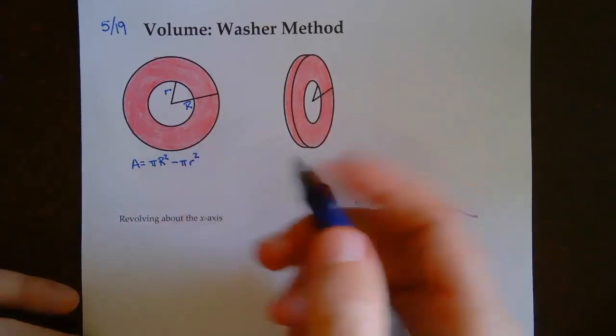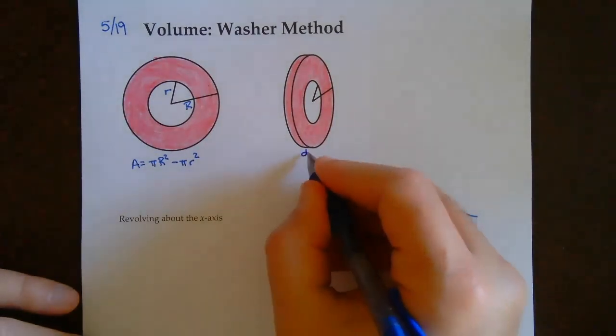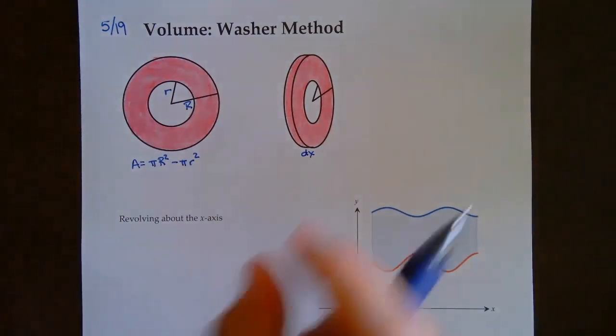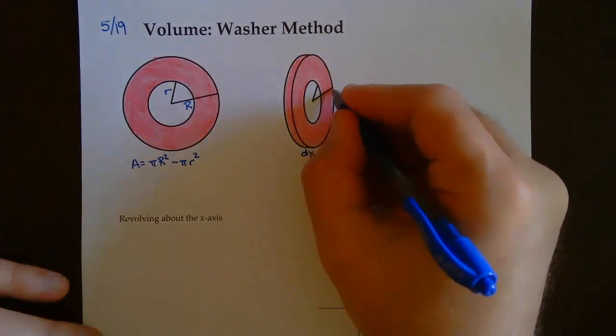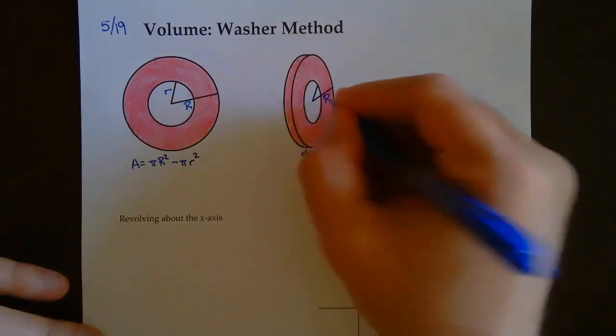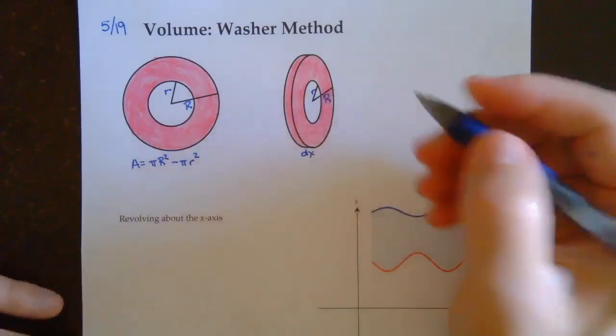Now, as you turn it, there's actually thickness to it. So the thickness right here, we're going to call dx, and we're going to make those paper thin, really, really thin. And this is this big R right here. It's just twisted so it looks a little bit shorter, but it's not. This is big R and this is little r. So this is the outer radius and this is the inner radius.